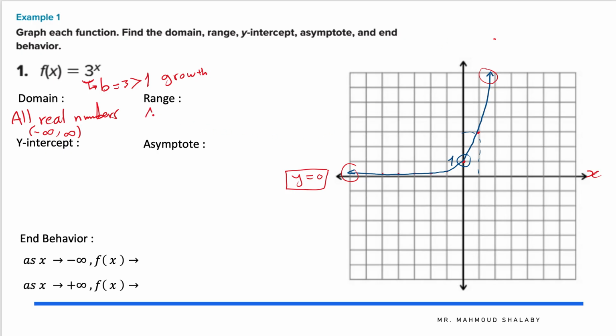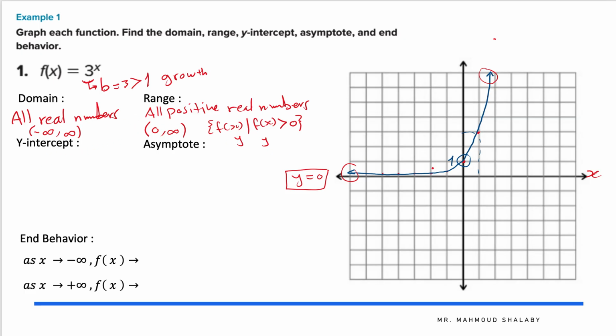So the range here could be all positive real numbers. And we have other methods to write it: an open interval from 0 to positive infinity, or we can write it using the set notation as f of x, such that f of x is greater than 0, any value greater than 0. Of course, this could be replaced by y, such that y is greater than 0. This is for the domain and range.